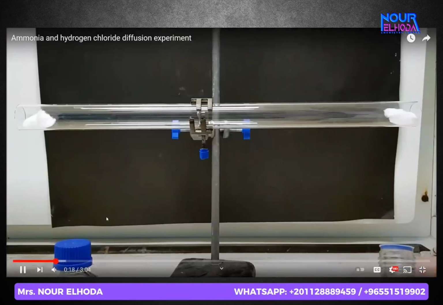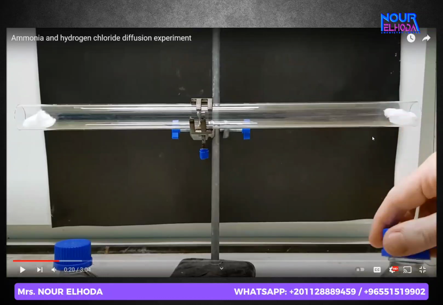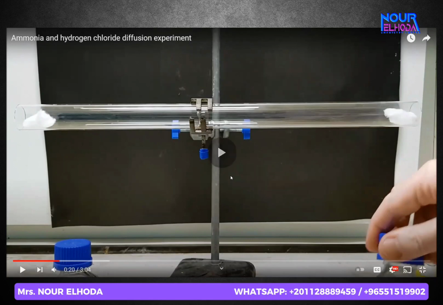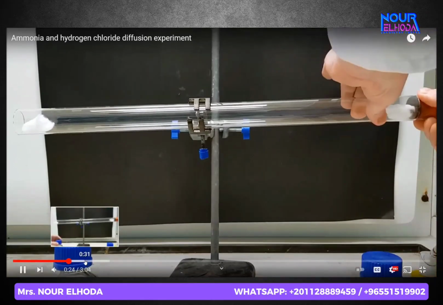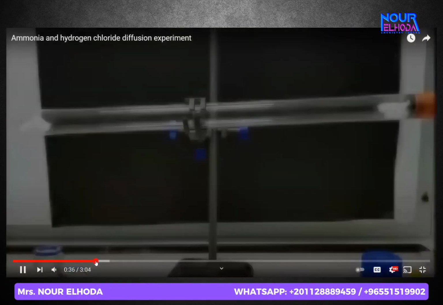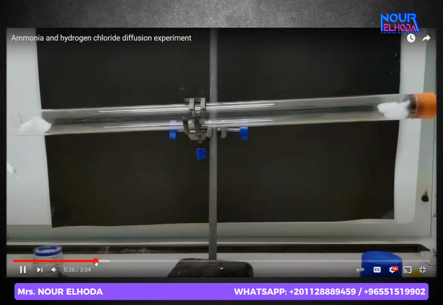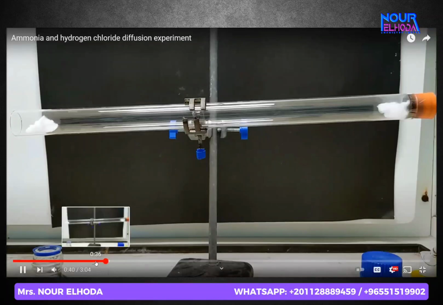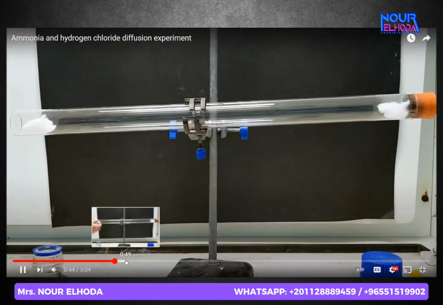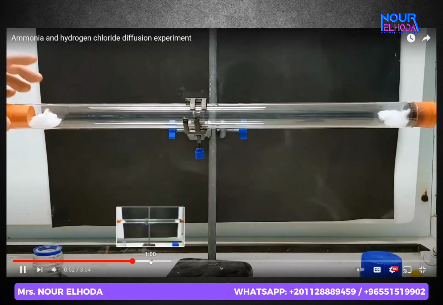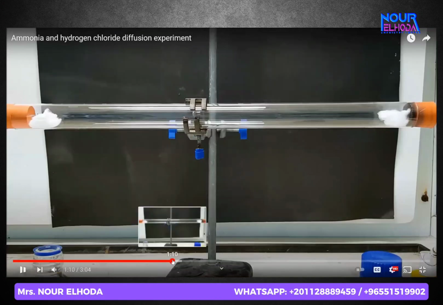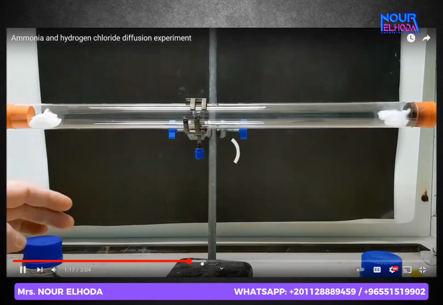So in this experiment, as you see, this is a piece of cotton. He will fill it with ammonia, the other one with HCl. He closed them because both are gases, but they may escape. Then he will leave them. What will happen? Let's see.